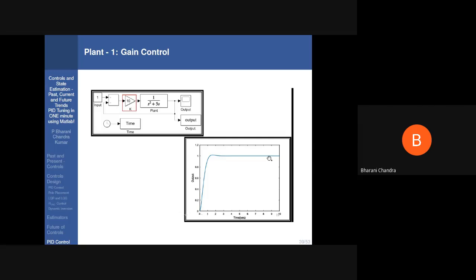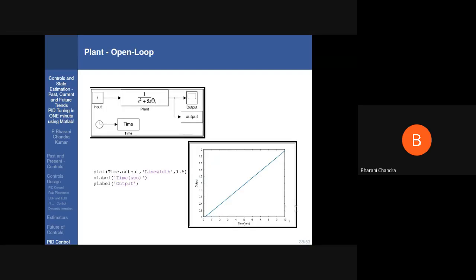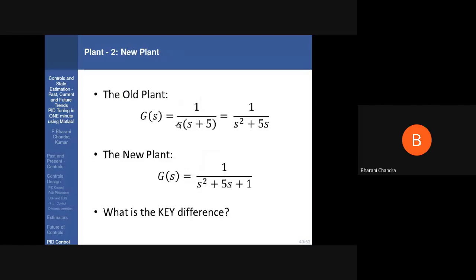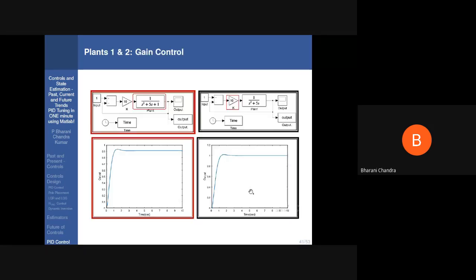So by using only gain control, I am able to get the steady state error as zero. But the good thing about this is that the plant has inherent integral action. You can see that 1 by S is here. However, if I take the new plant, where I have added this 1 in the denominator, that means the good property, this is type 1, so there is one integrator in the plant. As soon as this property has been lost, which is the key difference, we are going to see what happens.